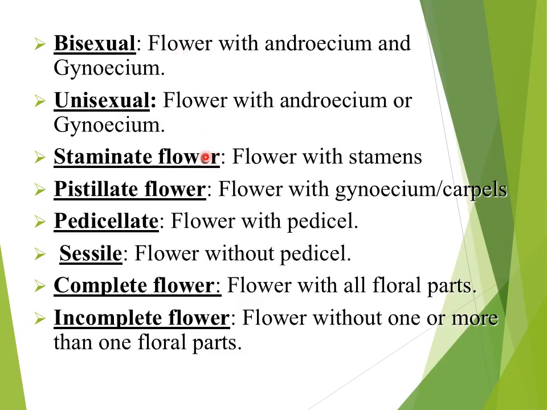Now the pedicellate flower means that the pedicel is present, the stalk is present with the flower. Sessile flower, the pedicel is not present. Complete flower means all floral parts are present in a flower. Floral parts are calyx, corolla, androecium, gynoecium. If the four floral whorls are present, the flower is said to be the complete flower. And if even one is missing, it is known as incomplete flower.